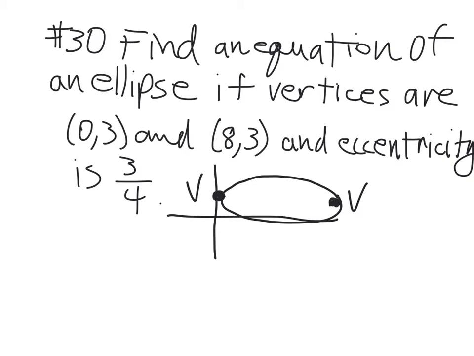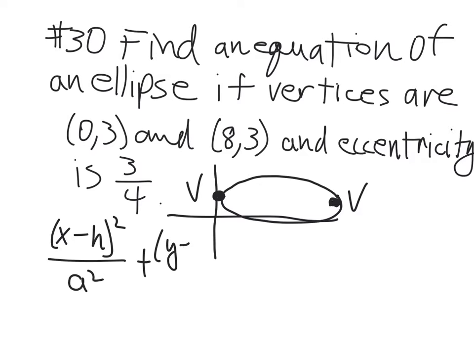Vertices are the outside edge of the ellipse, and the standard form for a horizontal major axis is (x minus h) squared over a squared plus (y minus k) squared over b squared equals 1. One major thing with finding the equations of any of these is to find that main point (h, k). In the parabola that would be the vertex, but with the ellipse and the hyperbola that's the center. So where's the center of this ellipse?